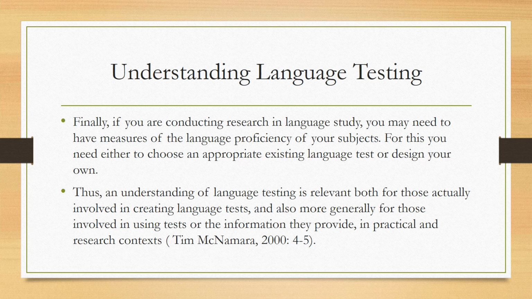Finally, if you are conducting research in language study, you may need to have measures of the language proficiency of your subjects. So you are now in the fourth stage of your study at college, Department of English, and you are required to write a research paper. Some of you may choose to write about a certain component of language, and he or she wants to measure the abilities of his or her colleagues in this component. Okay, do they know this component or not? For example, present perfect tense.